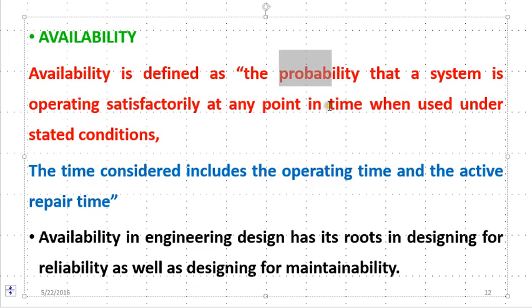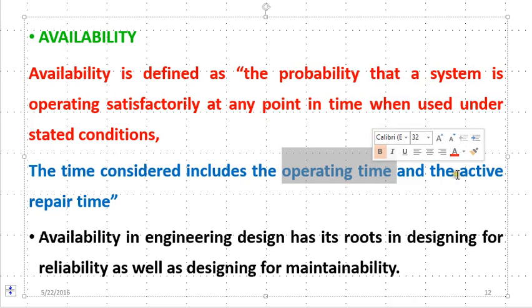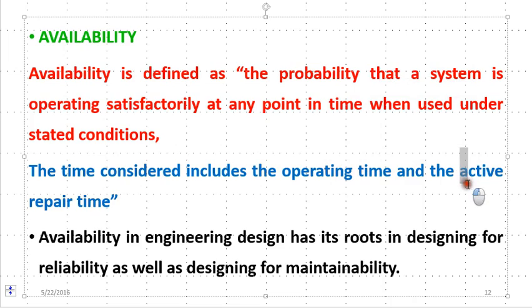And that time we made mention in the definition, it includes two components. There is operating time, when the machine or device is operating, and there is what we call active repair time, the time taken for actual maintenance duty. This availability in engineering has its roots from the reliability and what, maintainability, because whenever a system is reliable and it is maintainable, definitely we expect it to be available at any point in time.